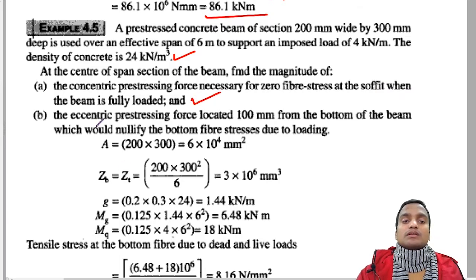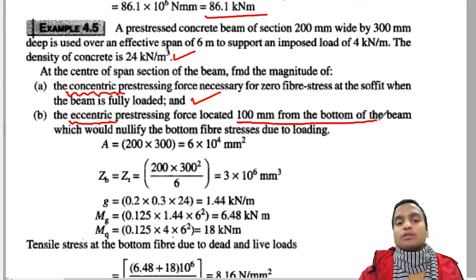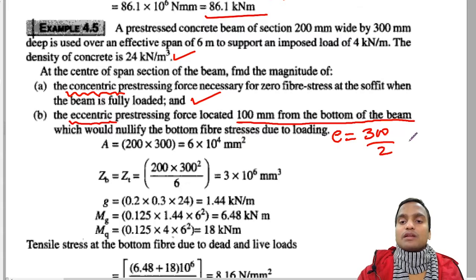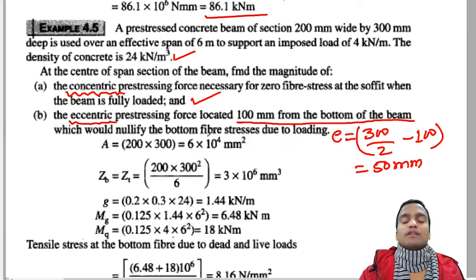The eccentric pre-stressing force, understand the difference here. Here it is concentric pre-stressing force and here it is eccentric pre-stressing force, located at a distance of 100 mm from the bottom of the beam. So this is not eccentricity. Eccentricity we have to calculate. Eccentricity will be equal to, in this case, 300 by 2 minus 100, and it will be equal to 50 mm, which would nullify the bottom fiber stresses due to loading.